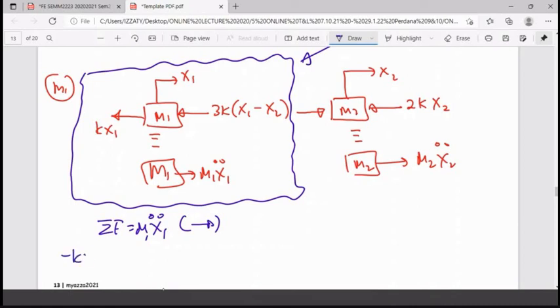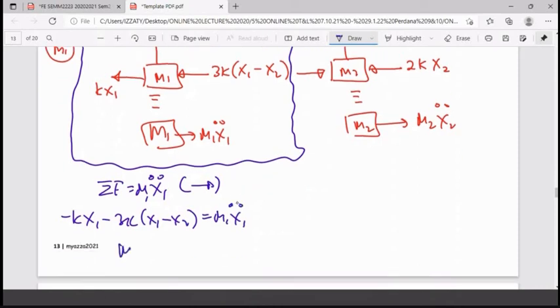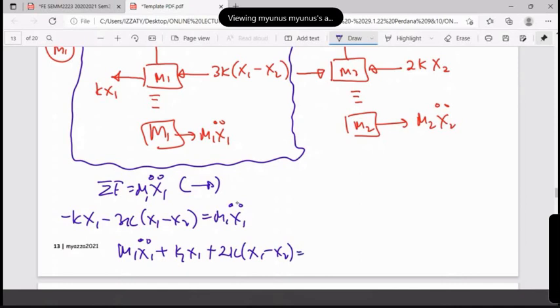negative KX1, negative 3K times X1 minus X2, equal to M1 X1 double dot, isn't it? Then you solve it. If there is force, we have another force, yeah? Bring it to the other side, so M1 X1 double dot plus KX1 plus 3K times X1 minus X2 equals 0. One equation.